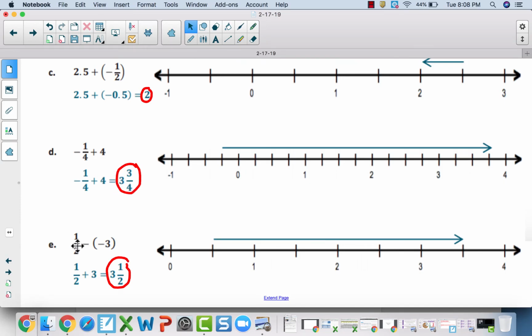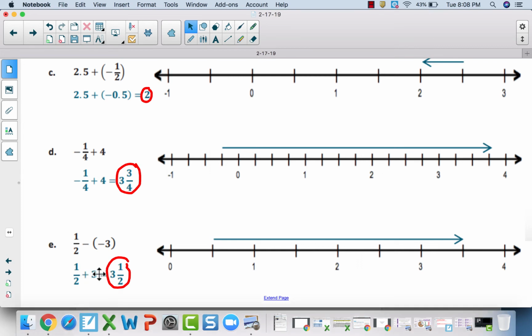For E, these two negatives once again make a plus, so you're at basically 1/2 plus 3, which hopefully we know is 3 1/2. On our number line, we are starting at a half and moving to the right 3 because that negative makes a plus, making that second value, it is an integer in this case, 3 is an integer, positive. So I'm moving to the right.